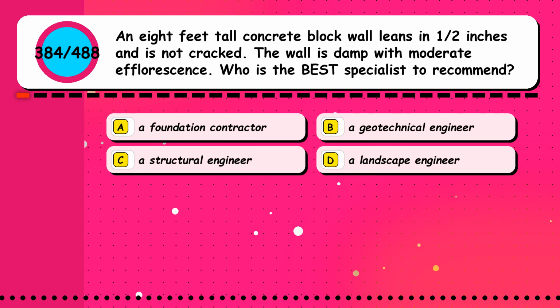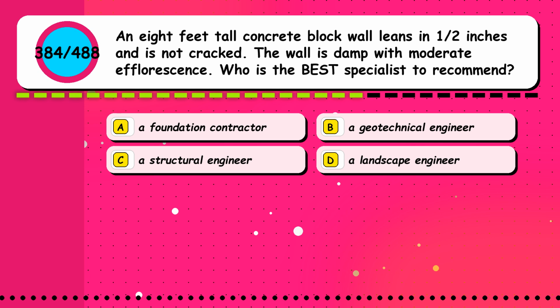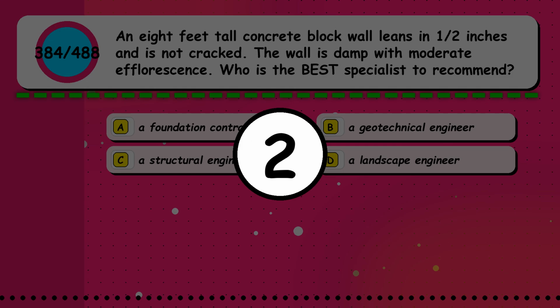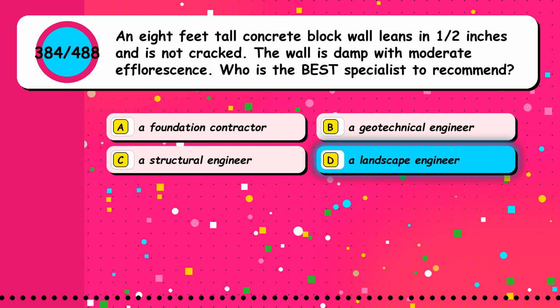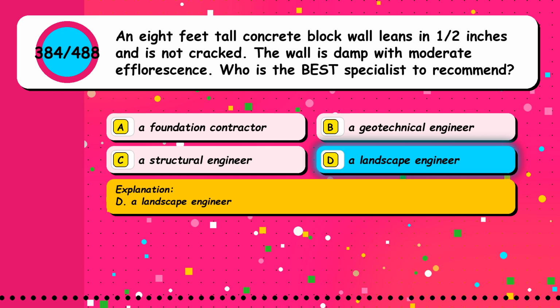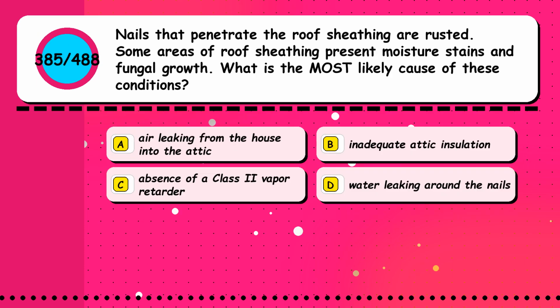Question 384. An 8 feet tall concrete block wall leans in 1/2 inches and is not cracked. The wall is damp with moderate efflorescence. Who is the best specialist to recommend? Option A, a foundation contractor. Option B, a geotechnical engineer. Option C, a structural engineer. Option D, a landscape engineer. The correct answer is option D, a landscape engineer.